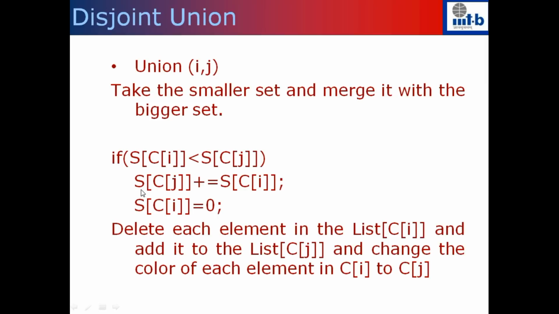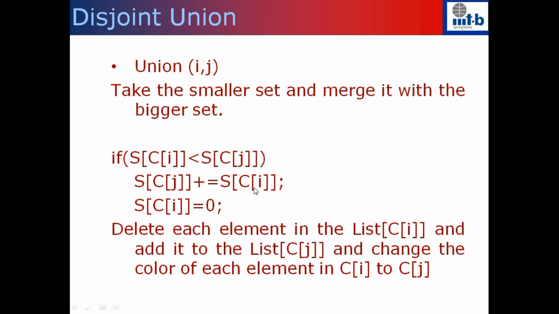Before that, I have to update my S of C of j plus equals S of C of i. So all the elements in the set containing i will be merged with the set containing j. After you do that, delete each element in the list C of i, because there will be no list of C of i, add this to the list C of j, and change the color of each of the elements in C of i to C of j. So this is called merging a smaller set with a bigger set.